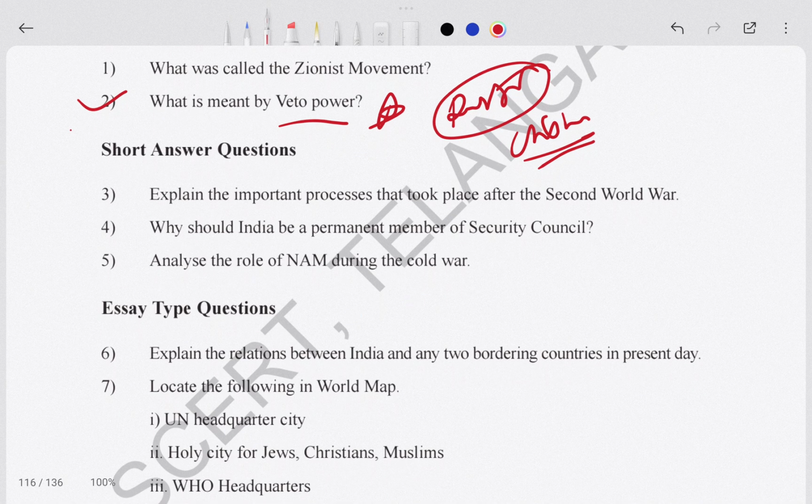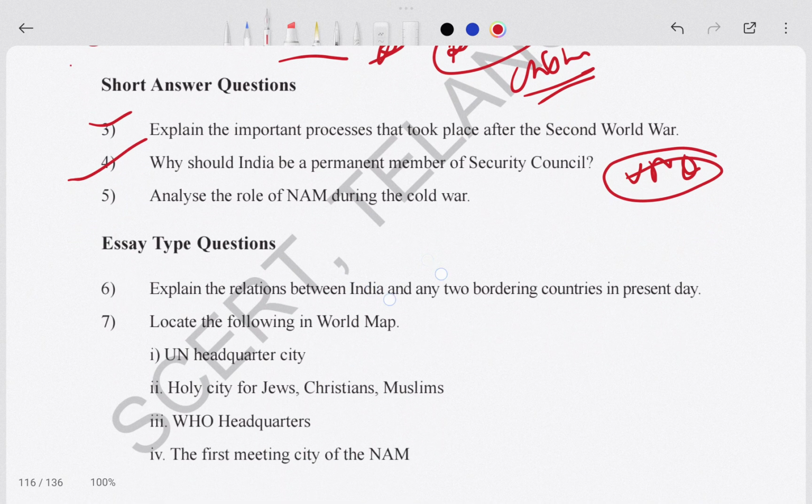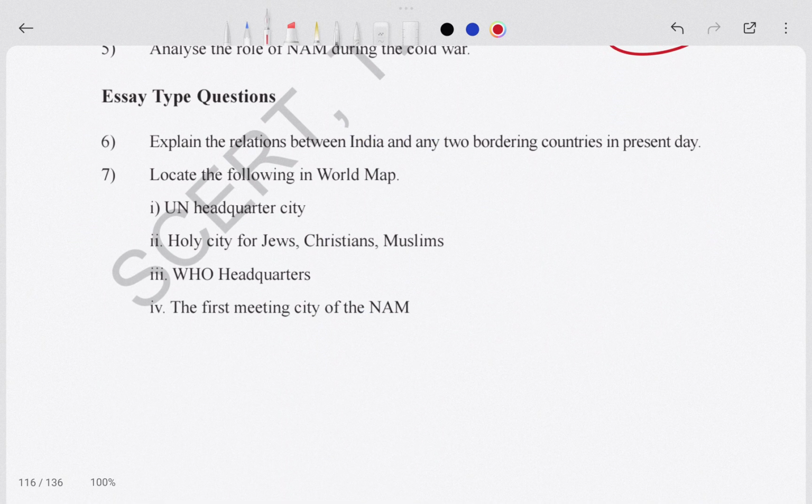Explain the important processes that took place after the Second World War. And after that, why should India be a permanent member of the Security Council? This is important in the United Nations Organization. Okay, easy type question: explain the relation between India and two bordering countries in present day.